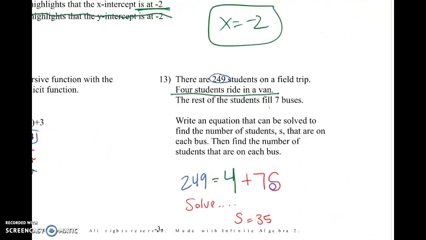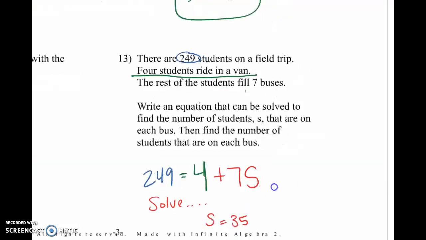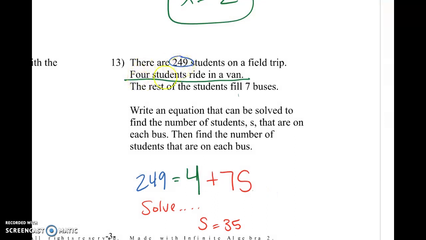And now, unfortunately, my videos can only be 15 minutes, so I have about 10 seconds left. So I went ahead and highlighted some important information here for you. Go ahead and read the question and see if this makes sense. 249 students equals 4 on the van plus 7 buses. And if you go ahead and solve for S, you'd get 35 students per bus. Take a minute to see if that makes sense.